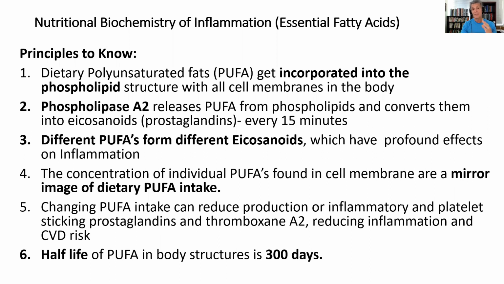And then every 5 to 15 minutes, phospholipase A2 releases some of those fatty acids, those polyunsaturated fats, and they get converted into different eicosanoids or prostaglandins, as they're sometimes called. And the types of fats inside your phospholipids are a mirror image of the kinds of fats you're eating from day to day. So if you're eating a lot of omega-3 fats, you have a lot of omega-3 fats in your cell membrane.